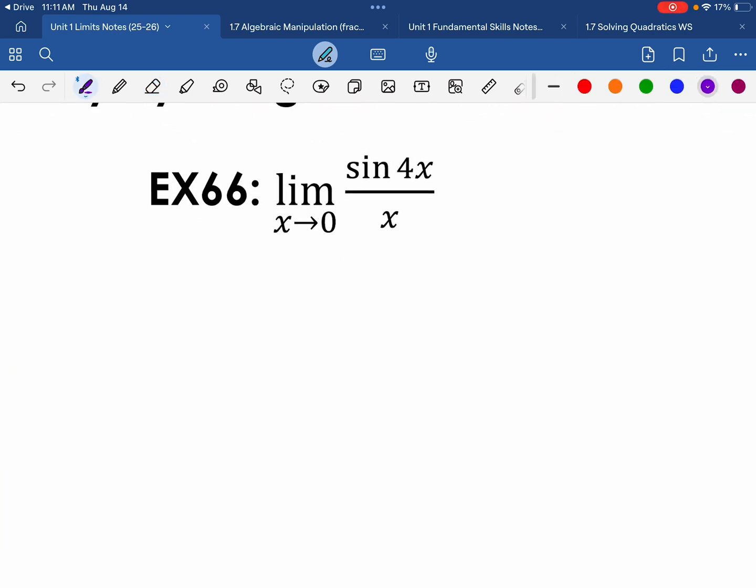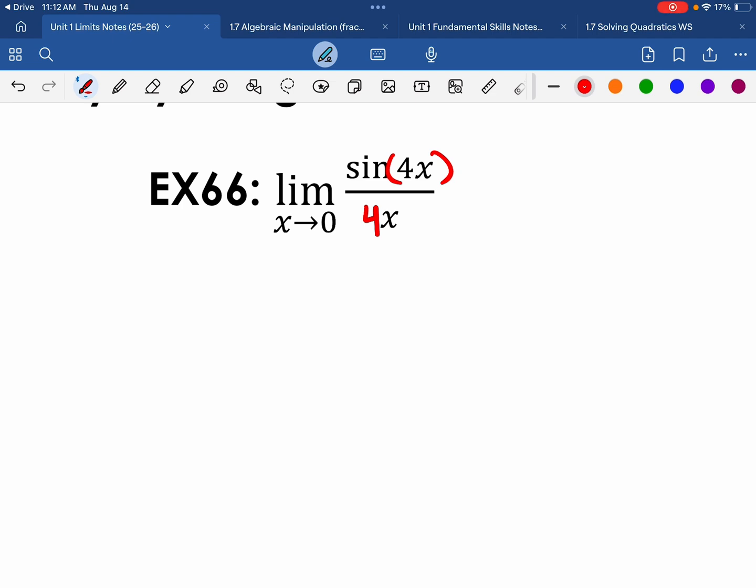All right, so on this one, I have the limit as x approaches 0 of sine 4x. The 4x is inside the trig. You cannot pull that 4 out. The 4 is inside that trig. So what I'm going to do instead is turn the bottom into a 4x, so it follows the same pattern. So it'd be 4x.